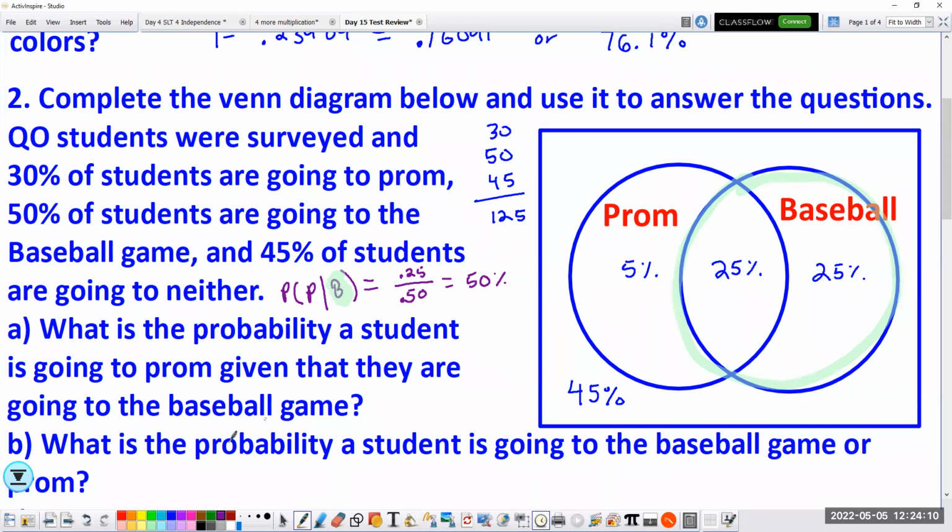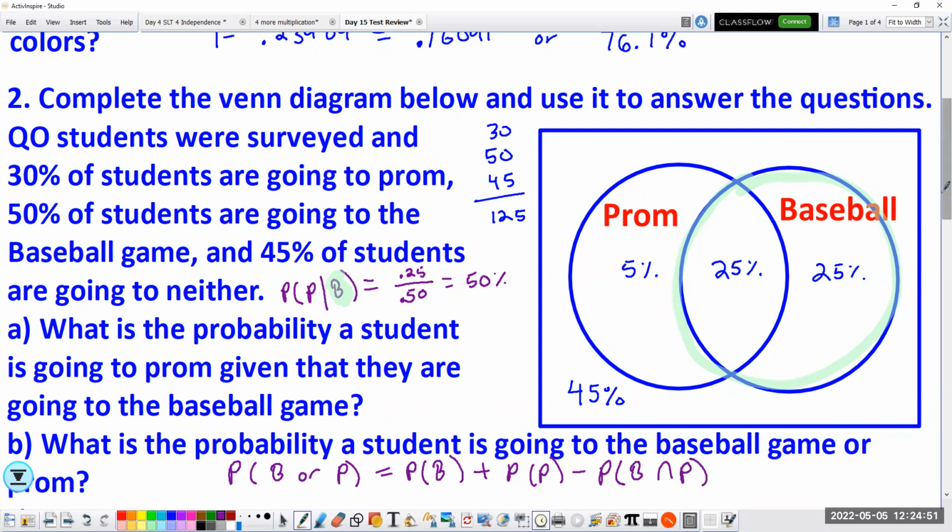Look, they're split equally. Letter B, what is the probability that a student is going to baseball or the prom? So if I'm looking at the probability of baseball or the prom, I need to think about that as these events are not mutually exclusive, meaning it's possible for them to occur at the same time. Now, I want to be really clear. You totally could just add up 5, 25, and 25, get 55, and be done. But if we're using the formula for not mutually exclusive events, it's going to be the probability of baseball plus the probability of prom minus the probability of baseball and prom.